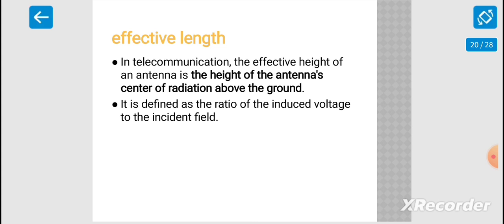Mathematically, it is the ratio of open circuit voltage to the incident field strength. L is equal to V by E. V is the open circuit incident voltage. E is the incident field strength. Okay. Next is the directivity.